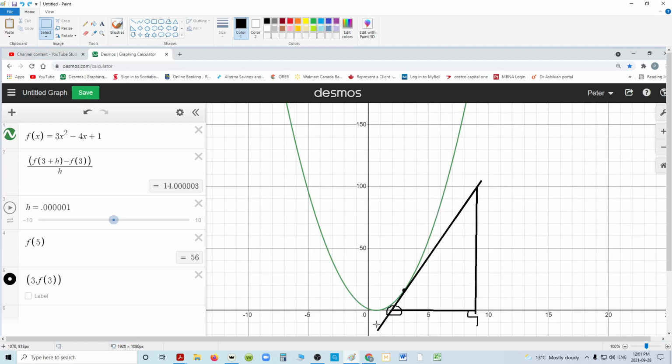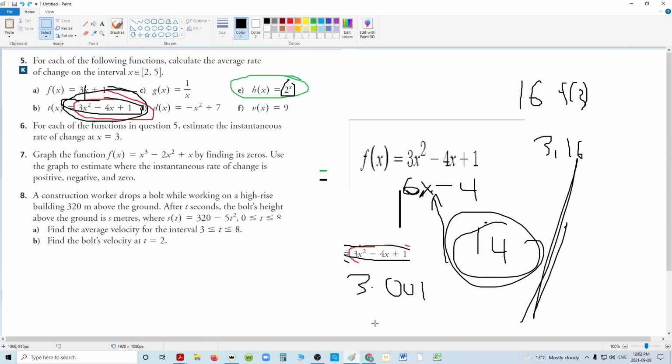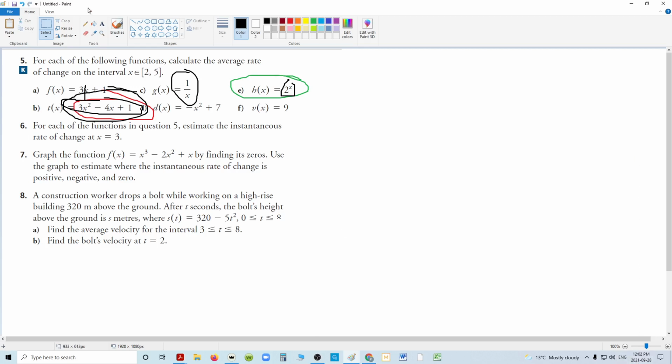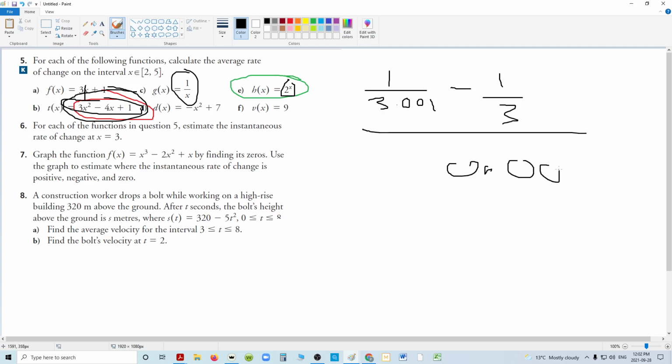Mind you, you have to have a pretty accurate graph of it. Okay, what about here? I know it's very flat, and I don't think the graph would reveal too much information for me. So I know I'm dealing with 1 over 3.001 minus 1 over 3, all divided by 0.001. So I'm going to let the calculator do that.